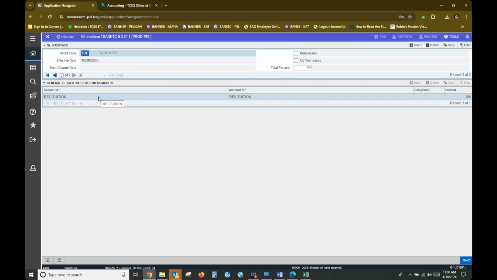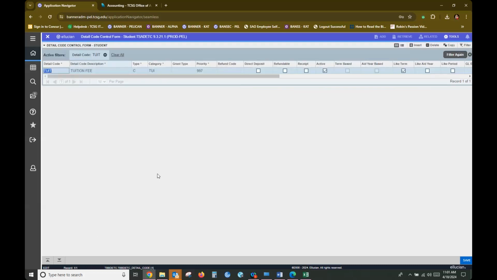Remember, this is a test database. But if I needed to make a change, then I could come here, create a new record, make the change either here or here, wherever I needed to, save it, and then any record from 1980 to 2003 would operate under this A and B account. Any record from 2003 forward operates under this A and B account. I hope that makes sense. But once you get them set, most of the time they don't change, right? So if you remember this, it's receivable tuition, revenue tuition on your A and B account.